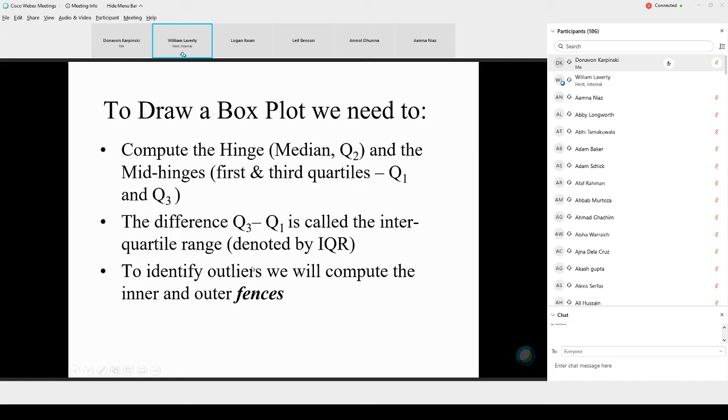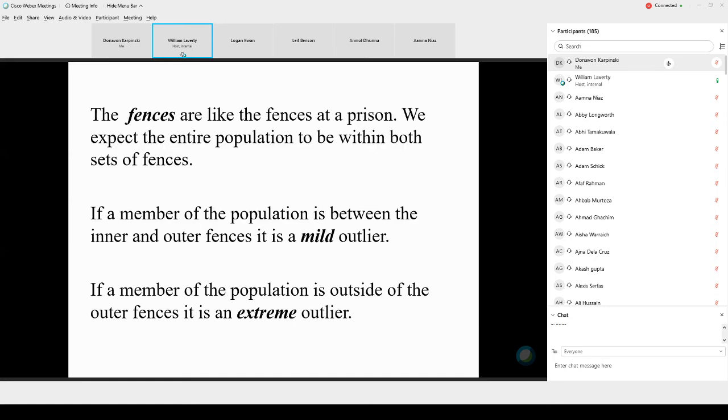To identify outliers, you compute fences. The fences are like fences around a prison. Two prison fences, two sets of fences. Everybody inside the fences is a non-outlier. Somebody outside the inner fence, but not outside the outer fence, is a mild outlier. Someone outside the outer fences is an extreme outlier.